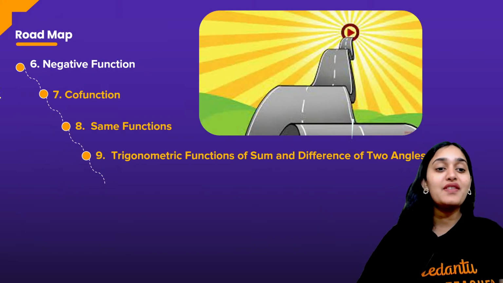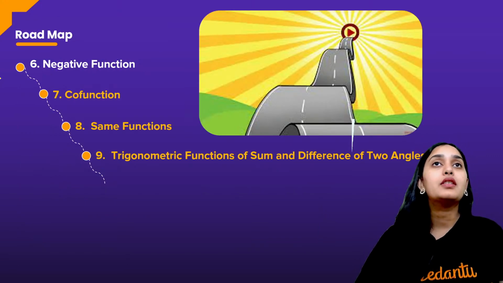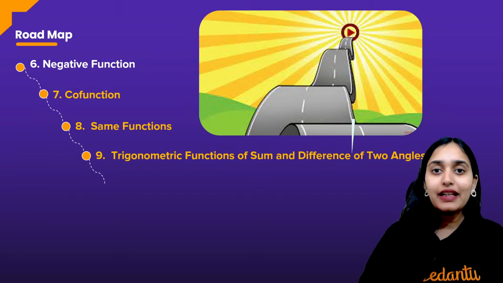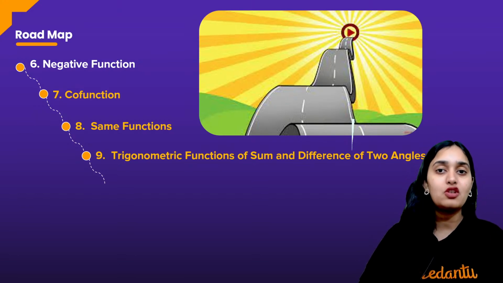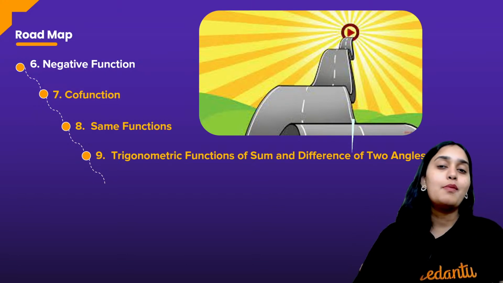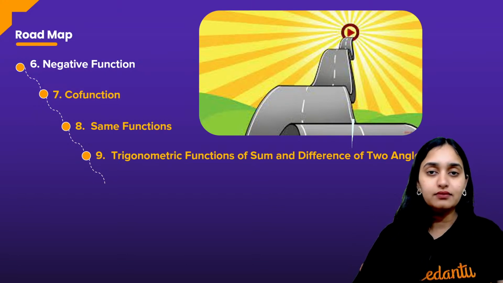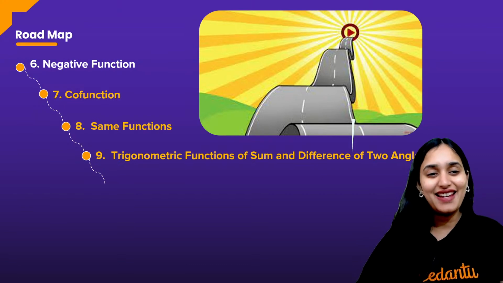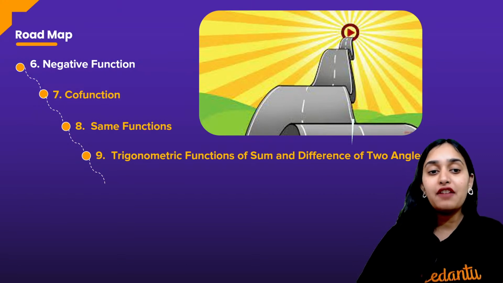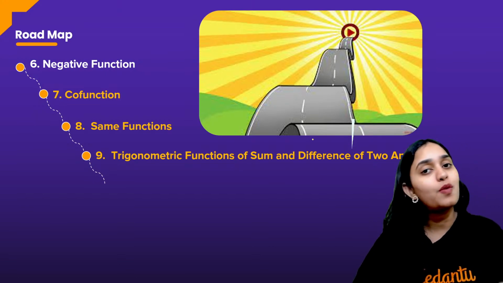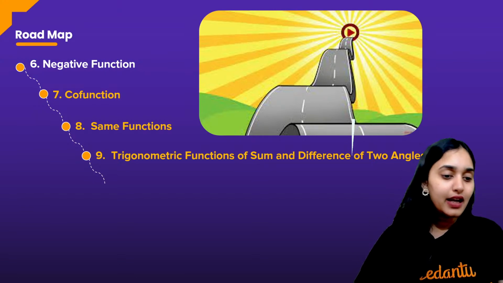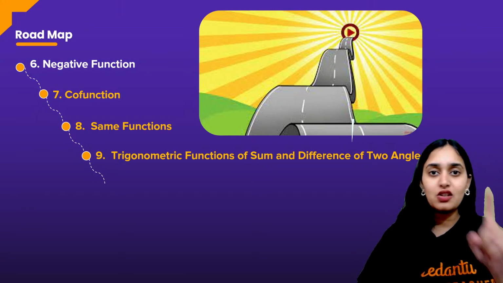Today we will learn about some identities of trigonometric functions, some formulas with the help of which we can solve any complex problem of trigonometric functions. We will learn about negative functions, co-functions, and trigonometric functions of sum and differences of two angles.